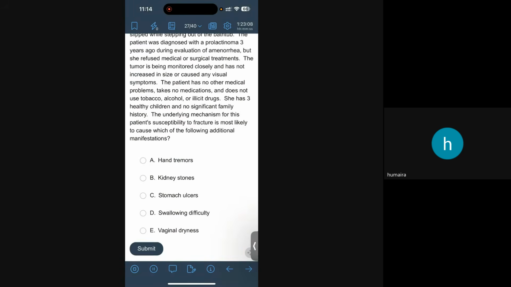Now you have to see which other thing is due to low estrogen. Vaginal dryness. Stomach ulcers can occur due to increased gastrin levels, kidney stones due to increased parathyroid hormone, hand tremors due to increased thyroid hormones.